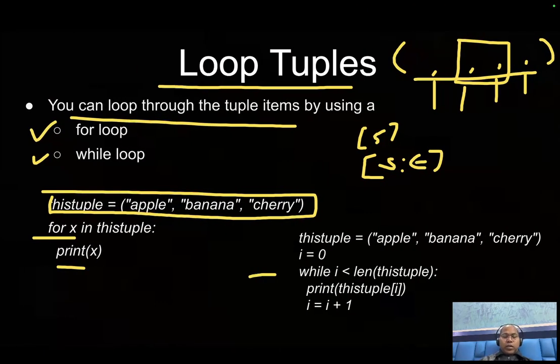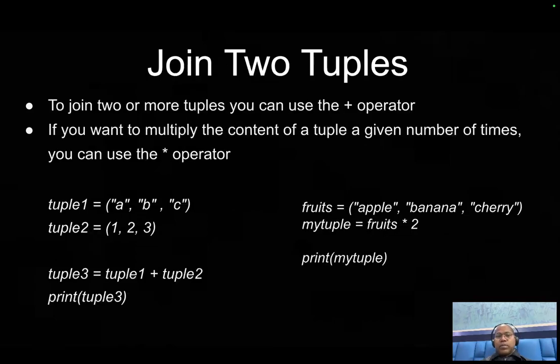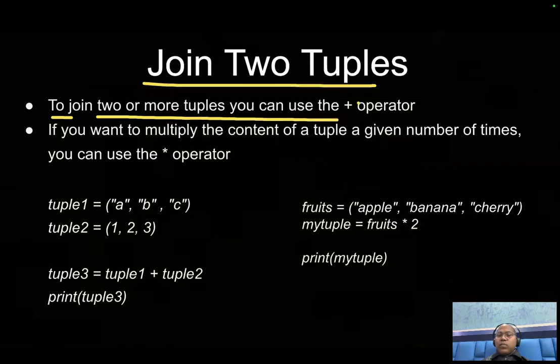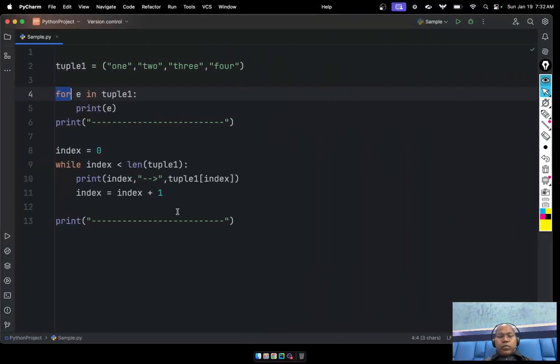Okay, these are the two ways to access every element from the tuples. And we discussed that tuples also have a concept of joining, which is to join two or more tuples using the plus operator. Like tuple 1, tuple 2, you can just use the plus operator to join them.